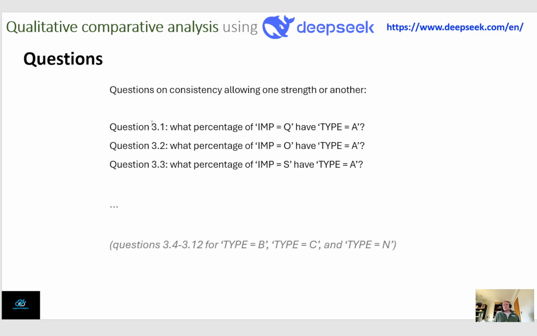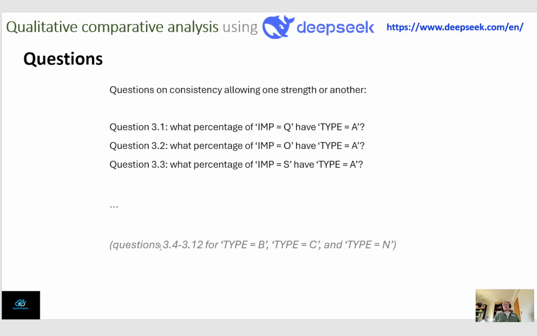So again, questions 3.1 to 3.3 are questions for type A. Which percentages of these different areas of improvement are found in type A? So for instance, in 3.1, the sales reps that have either opening or summarizing as a strength, and hence questioning as an area of improvement, how many of those have type A, expressed as a percentage?